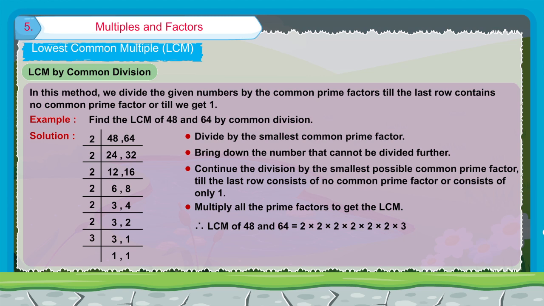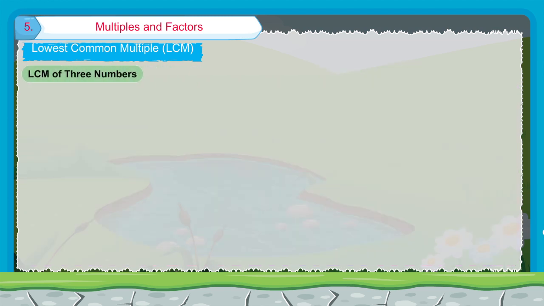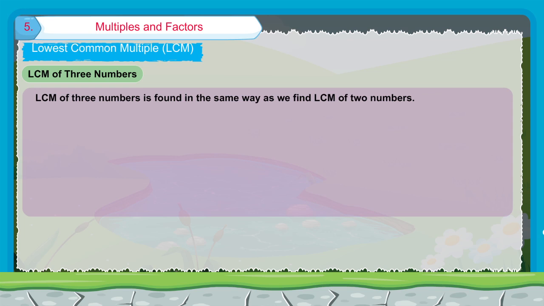Therefore, LCM of 48 and 64 is equal to 2 into 2 into 2 into 2 into 2 into 2 into 3 is equal to 4 into 4 into 4 into 3 is equal to 16 into 12 is equal to 192. LCM of three numbers. LCM of three numbers is found in the same way as we find LCM of two numbers.